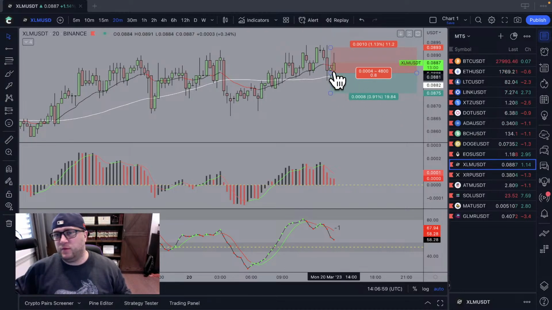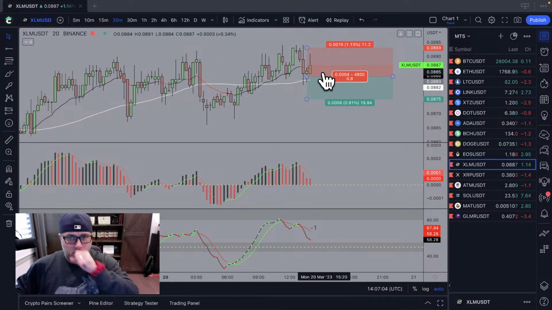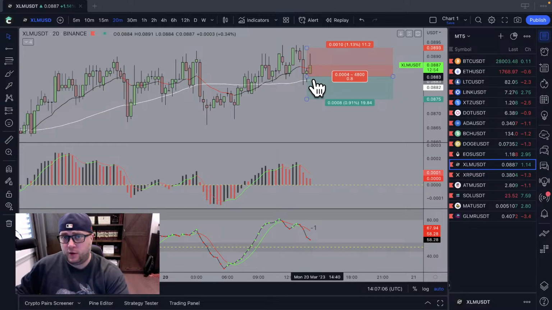Excellent. See what happens when it gets in there? Starts ping ponging around. That's why it's really good to wait. Though I do think that we're gonna head back down, but it's really good just to wait for the proper entry.